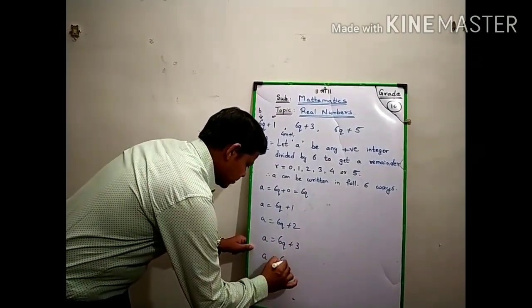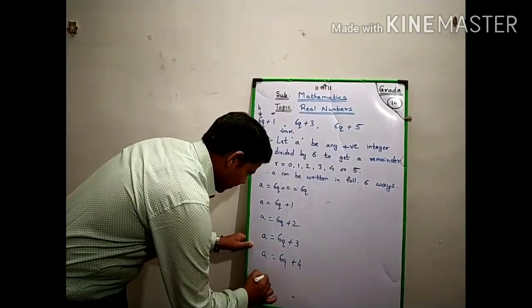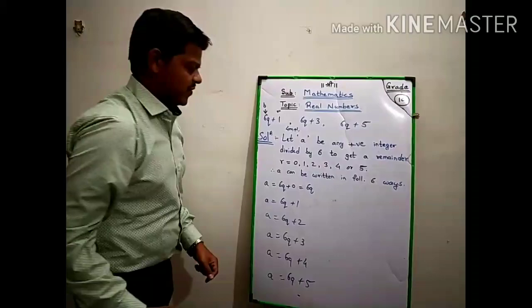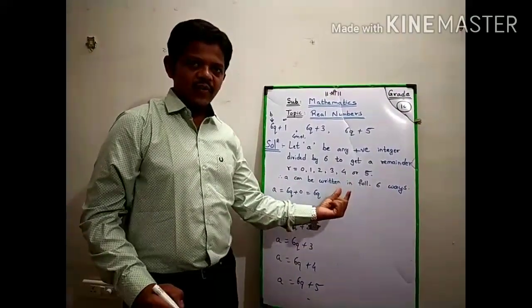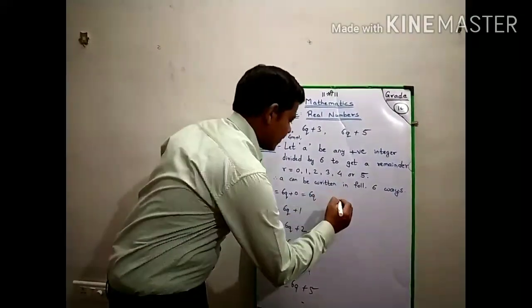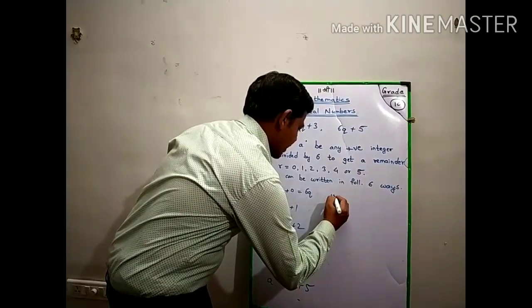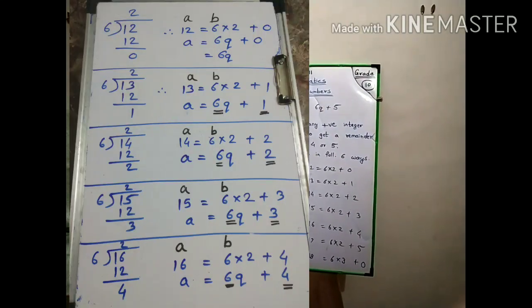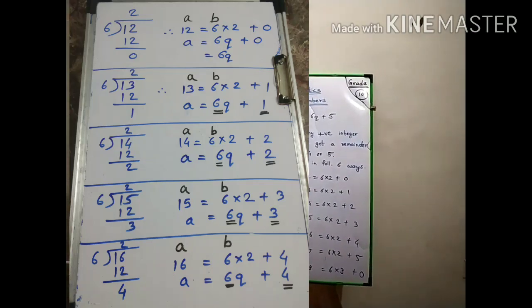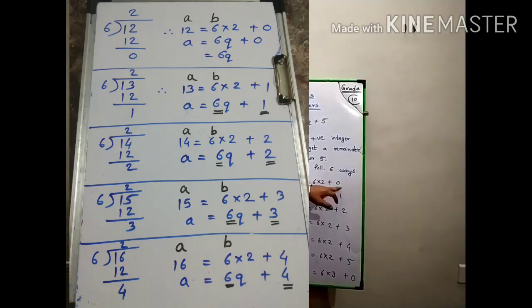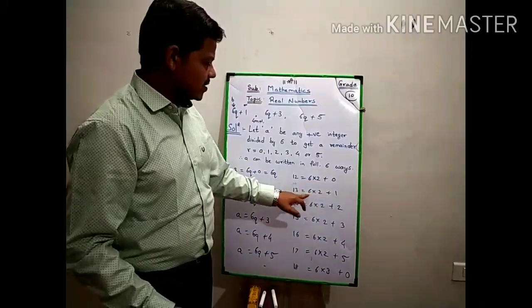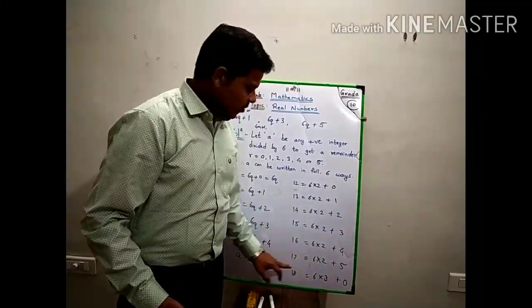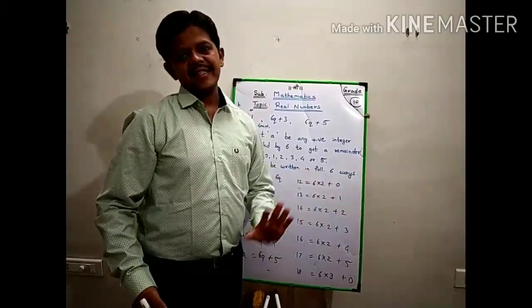A is equal to 6q plus 4. And finally A is equal to 6q plus 5. Let us check it for the same example we had taken. We had divided 12, right? The example was from 12 to 18 that we had checked. See, 6 into 2 plus 0, so 6q plus 0, 6q plus 1, plus 2, plus 3, plus 4, plus 5. 4 into it becomes again 6q plus 0.